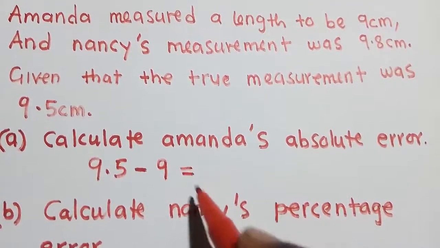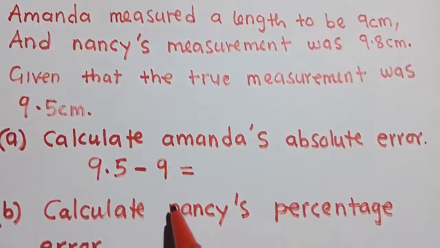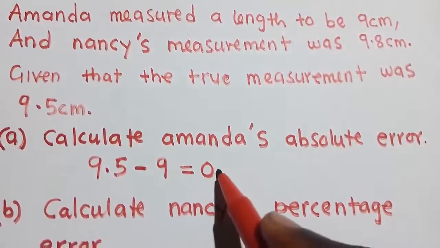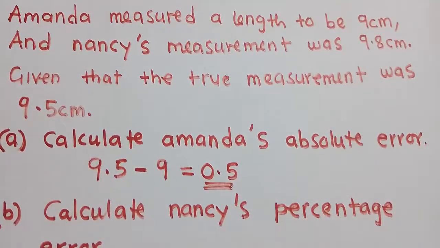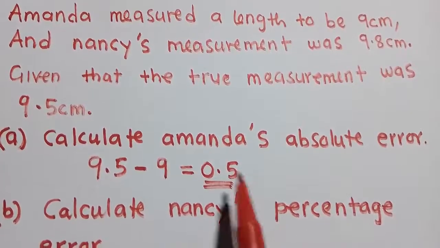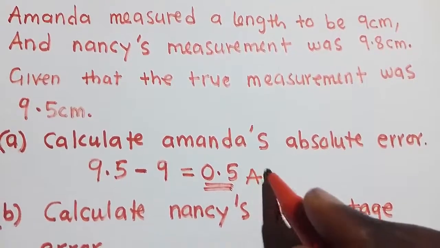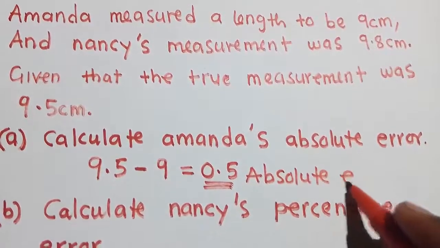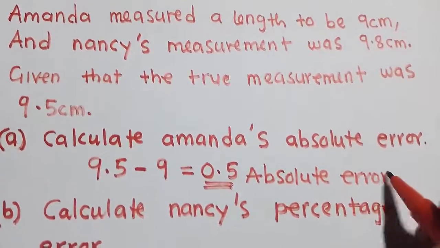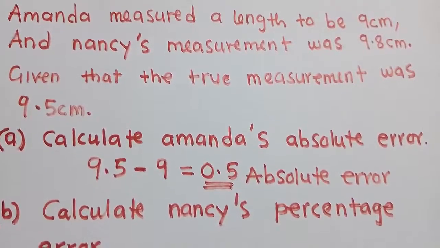What are you going to get? When you subtract here, you are going to get 0.5. Meaning this is the absolute error. This person missed the true measurement by 0.5. So this is the absolute error of Amanda. Absolute error. Like that. So this is how you need to calculate that one.